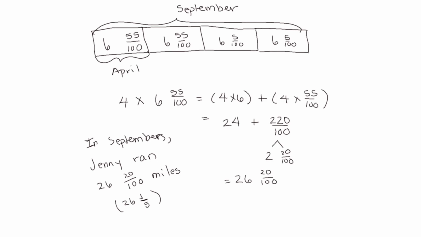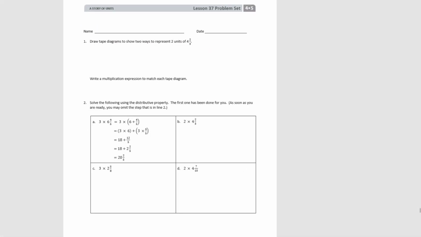Let's try some problems in our problem set. Okay, for number 1, we're going to draw a tape diagram to show 2 ways to represent 2 units of 4 and 3 2/3. So we could show them separately 2 times or grouping the same units together. So try number 1.